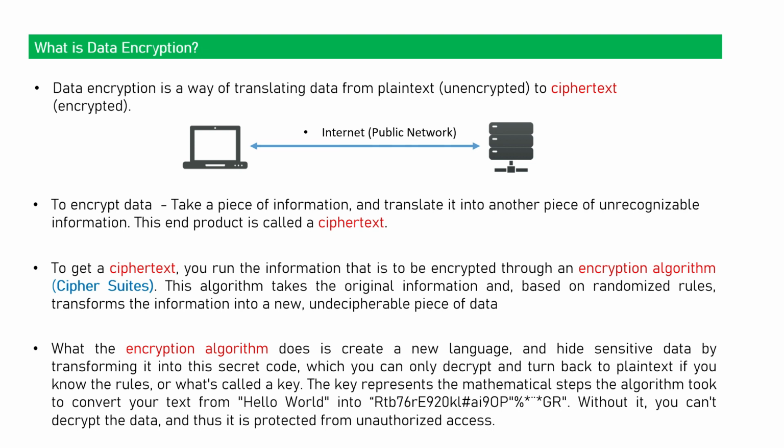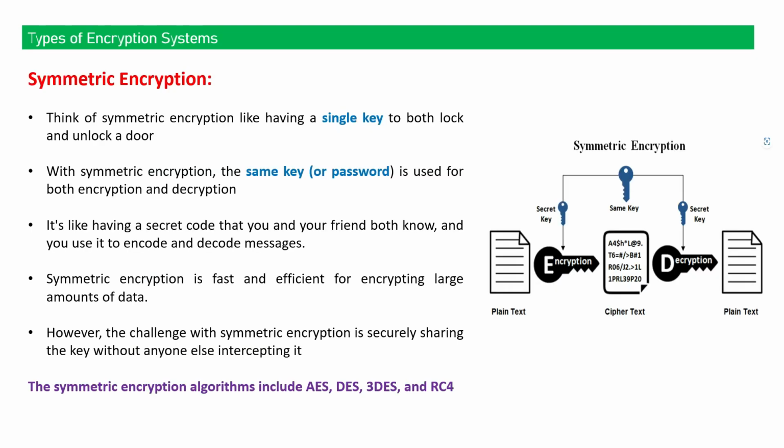Without it you can't decrypt the data, and thus it is protected from unauthorized access. So if you are converting a certain text like hello world into a different format, which is shown on the screen, it can only be decrypted with the help of the required key. If you don't have the key, then you can't decrypt the data, so it is protected from unauthorized access. When we talk about encryption, there are two major encryption techniques that are followed. The first is symmetric encryption, and the second is asymmetric encryption.